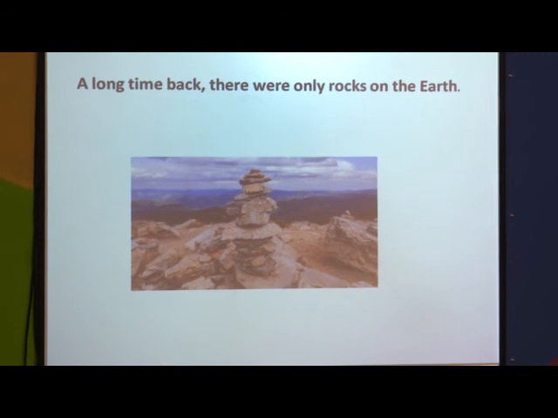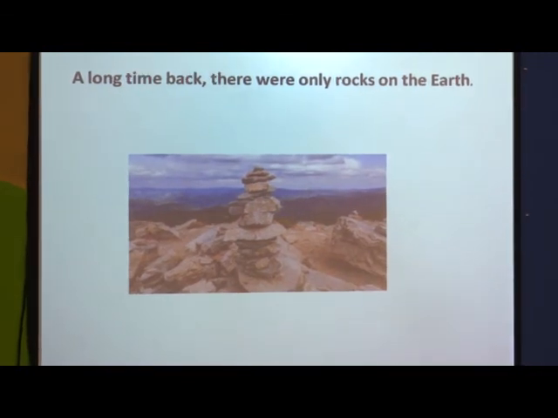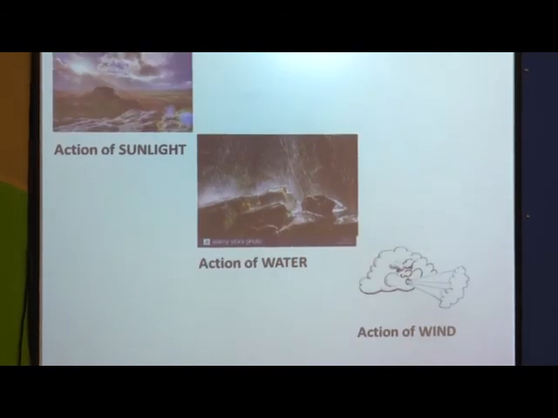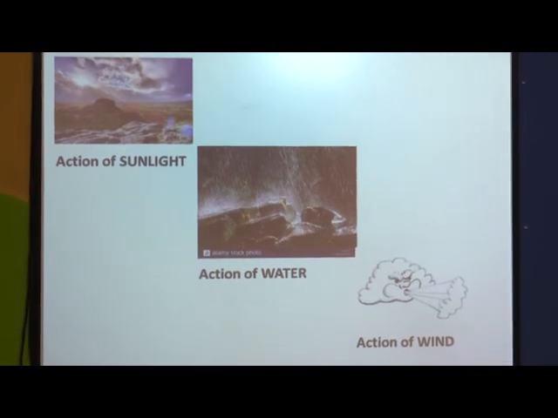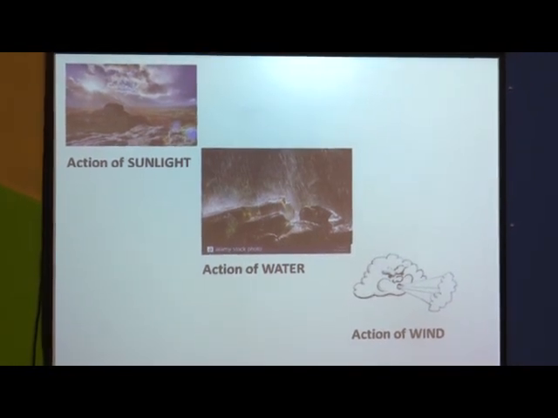Now, a long time back, there were only rocks on the earth, as I have shown you in the beginning and explained. See, these types of rocks were on the earth a long time back. Then what happened next? After some years, the action of sunlight, the action of water, the action of wind and changes in weather broke the rocks into smaller and smaller pieces.